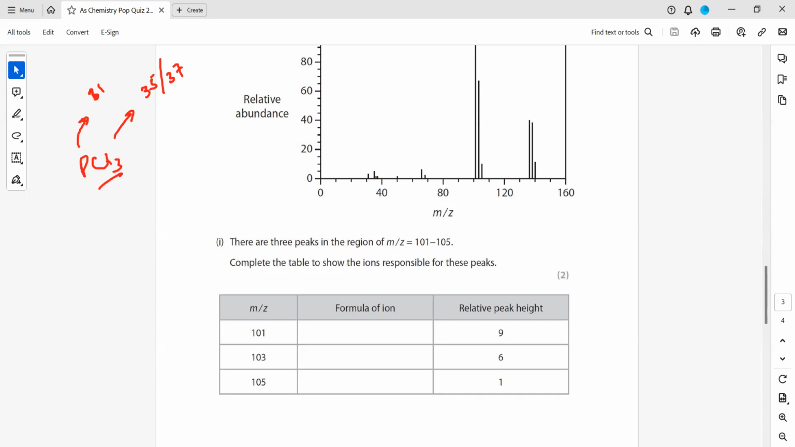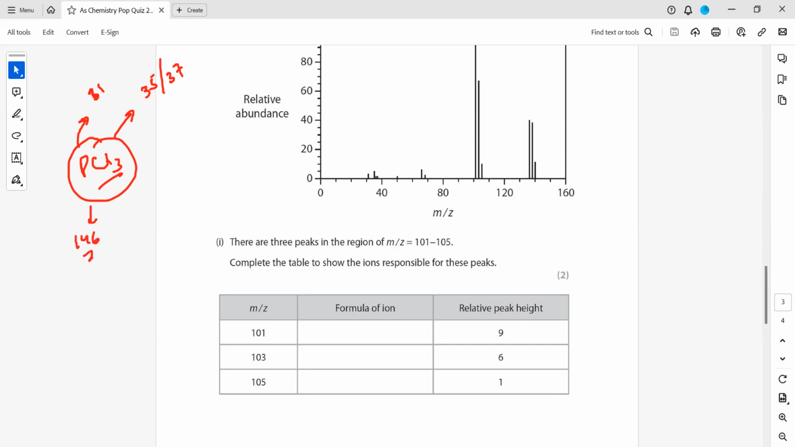And it might be 37, but if we work out the maximum mass, like in the example, we consider all three chlorines to be 37. So we have 37 multiplied by 3, plus 35, which is 146. So the molecular mass, the maximum mass of this molecule, should be 146.